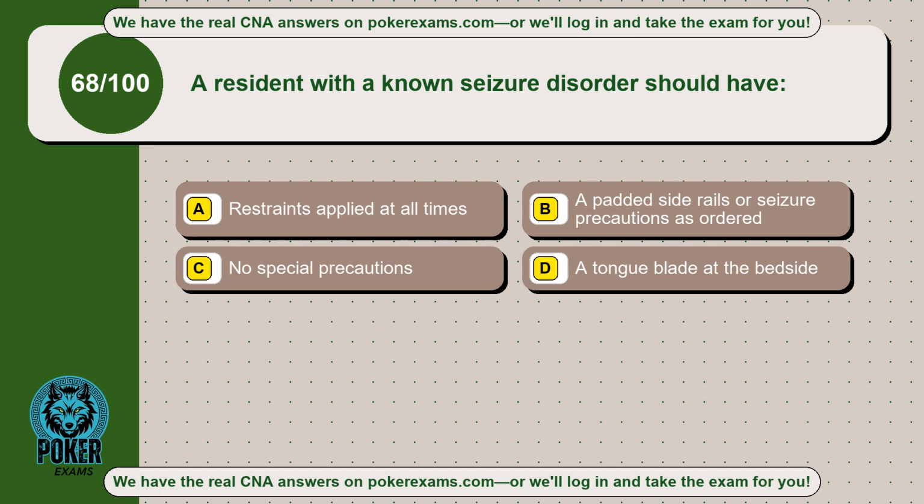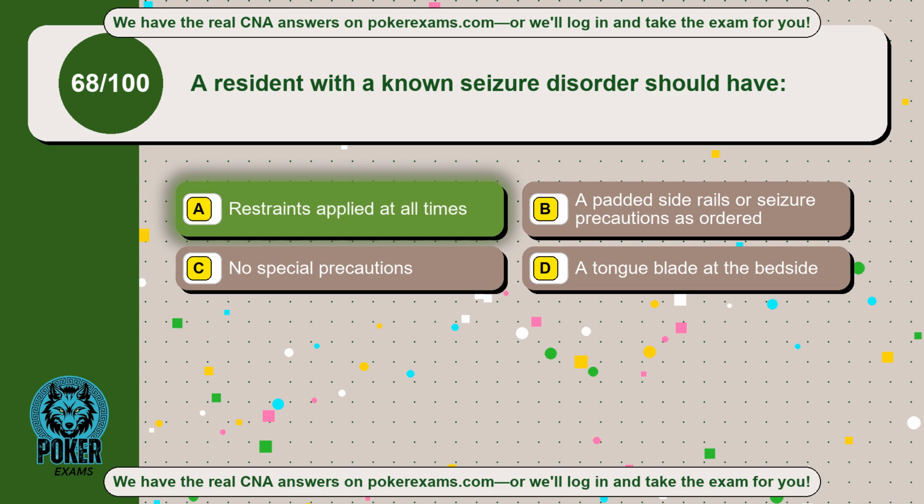Question 68. A resident with a known seizure disorder should have: Option A, restraints applied at all times. Option B, padded side rails or seizure precautions as ordered. Option C, no special precautions. Option D, a tongue blade at the bedside. The correct answer is option A, restraints applied at all times.